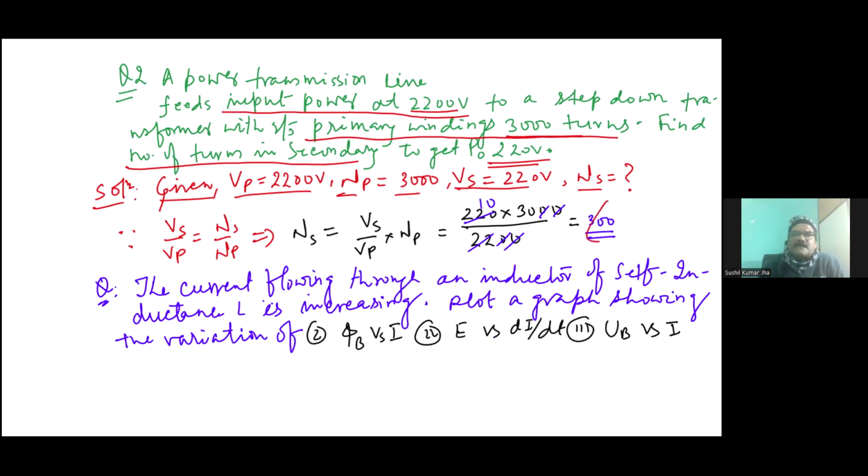The current flowing through an inductor of self-inductance L is increasing. Plot a graph showing the variation of magnetic flux versus current, EMF induced versus di by dt, and magnetic energy versus current. Again, sure short question, 3 marker. So please look into it and do it sincerely. So how to do this?